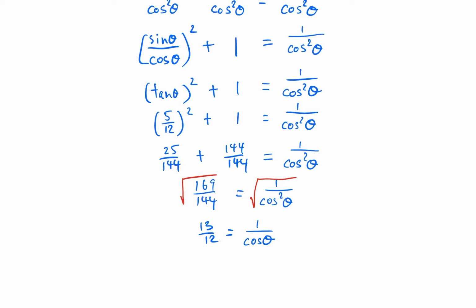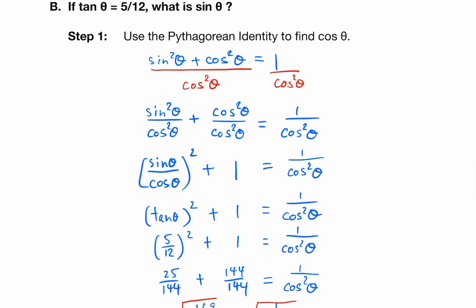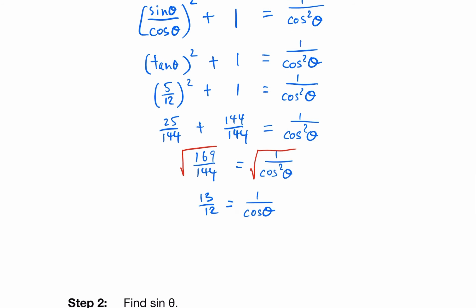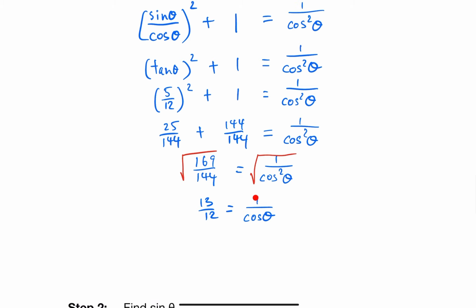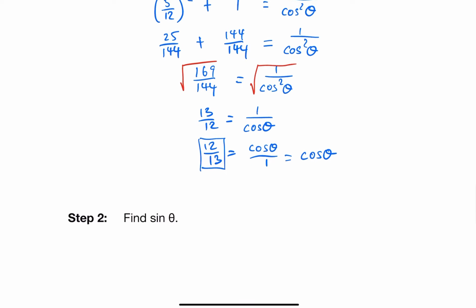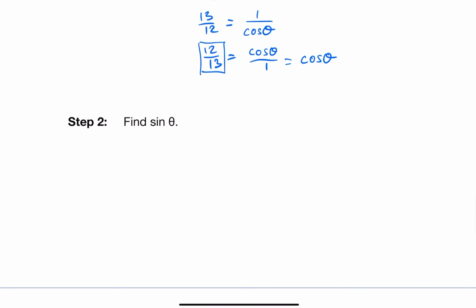Okay, now remember, our objective is to find cosine of theta, but we have 1 over cosine of theta right here. But what we can do is flip our fraction around so that this becomes 12 over 13, and that is equal to cosine of theta over 1, which is equal to cosine of theta. Okay, so now we know cosine of theta is 12 over 13. So now that we know that, we can find sine of theta. Well, how do we do that? Let's go ahead and set the equation.